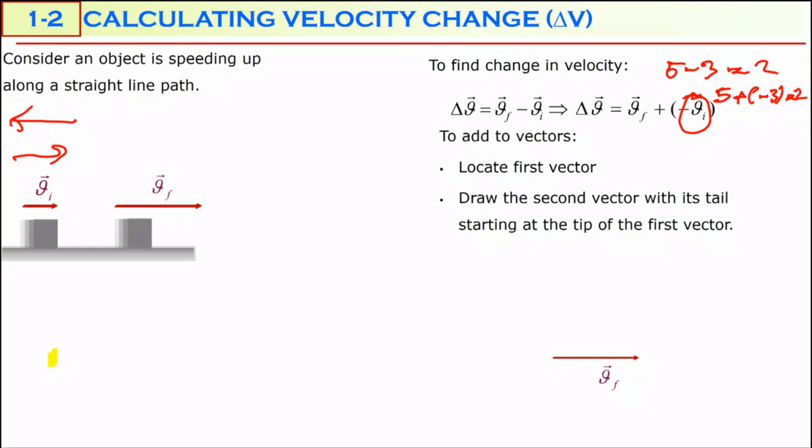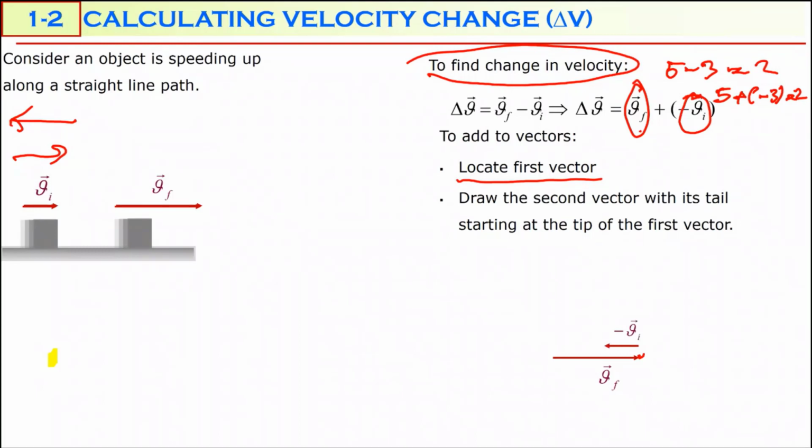So when you are adding the vector, when you are finding the change in velocity, you did this last year. You added V final with negative V initial. To add two vectors, the rule is like this. Locate the first vector. I located the V final first in here. Then draw the second vector with its tail starting at the tip of the first vector. So from the tip of the first vector, locate the second vector. Locate the negative V initial.